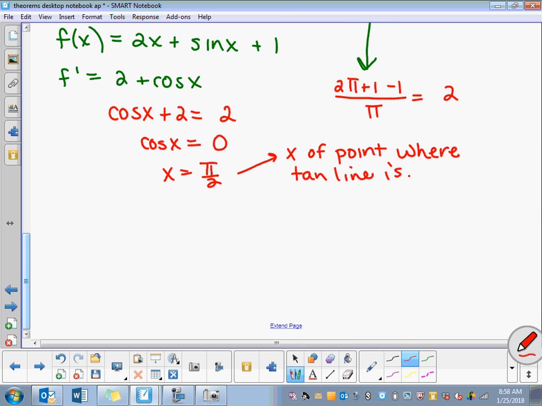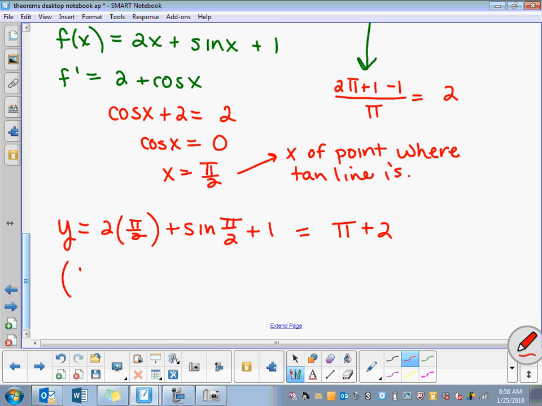Let's get the y. Put this back in the original equation. So it's going to end up being pi plus 2. And so pi over 2 for x, pi plus 2 for y. And my slope, well, it has to equal 2. I mean, you can take the derivative and plug in pi over 2 again, but you're going to get 2.